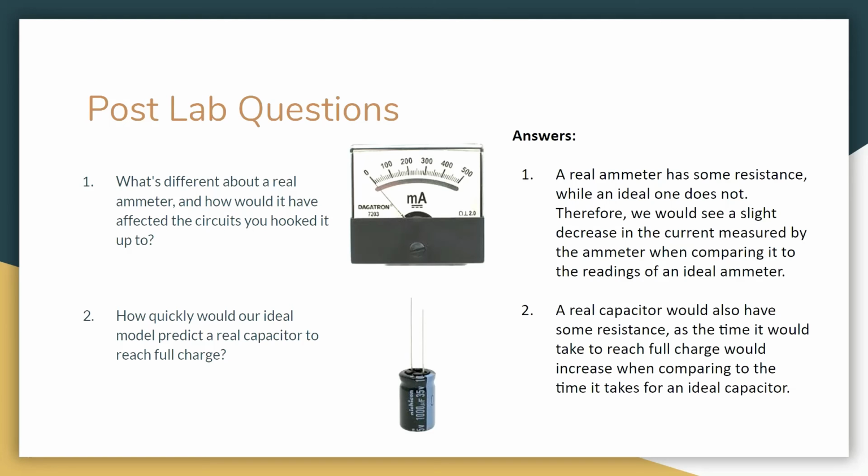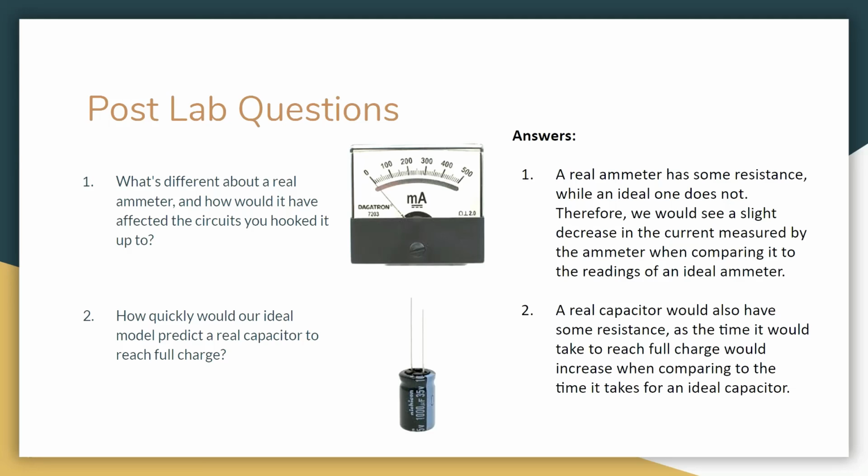Okay, so to finish things off, I have some post-lab questions to answer. For the first one, what's the difference between a real ammeter and an ideal one, and how would it affect the circuit when we hook it up? And the second question is, again, basically the same thing. What's the difference between a real capacitor and an ideal one? And how quickly do we expect the real capacitor to actually reach full charge, while comparing that to an ideal capacitor?